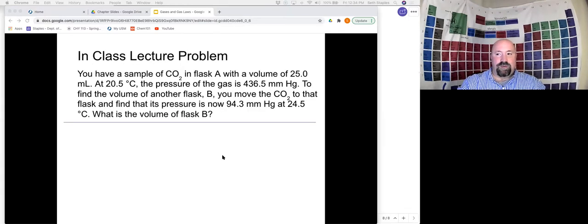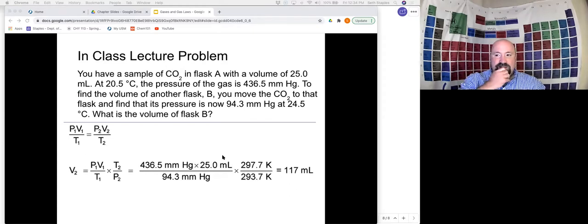Another sample problem here. See what you can do. This is what I did. And so compare that to what you did. And if you weren't able to get the right answer, try to see where you went wrong.